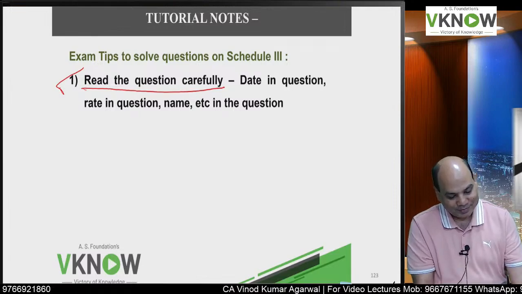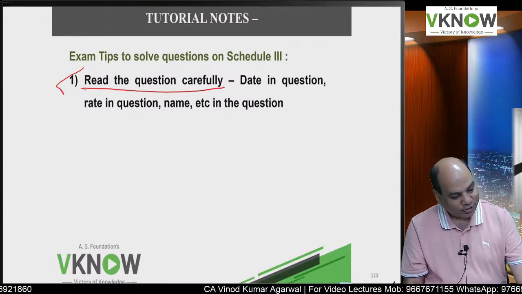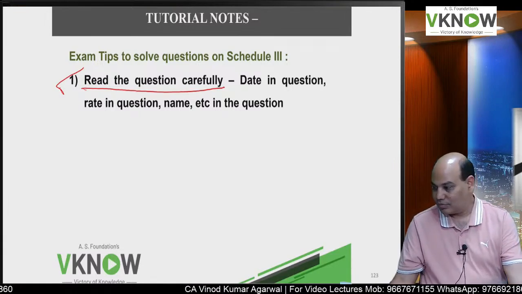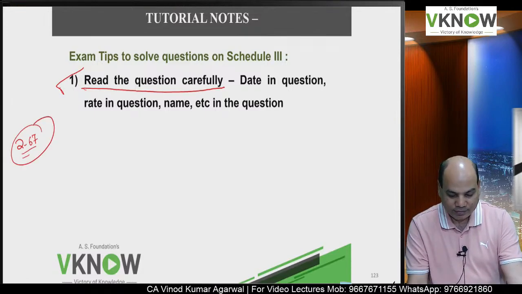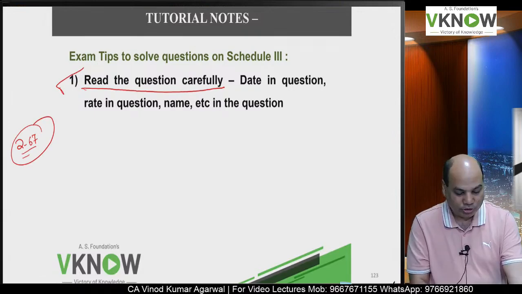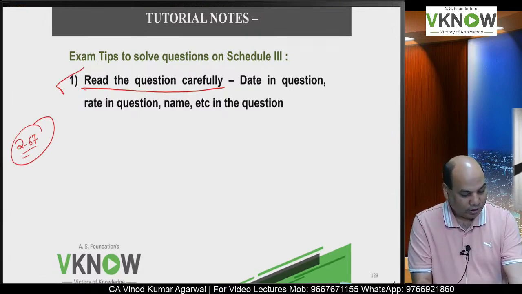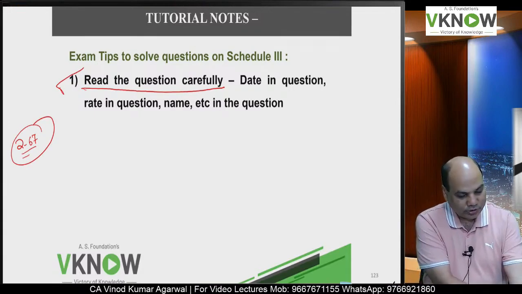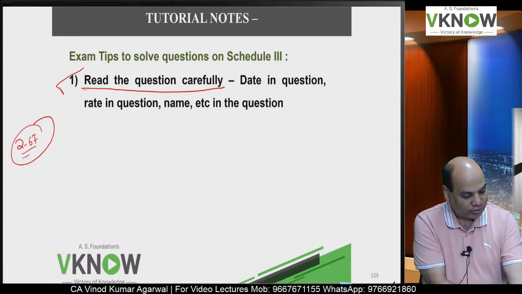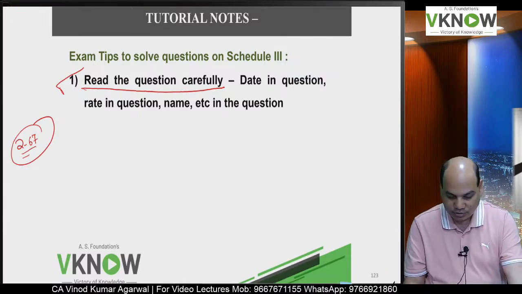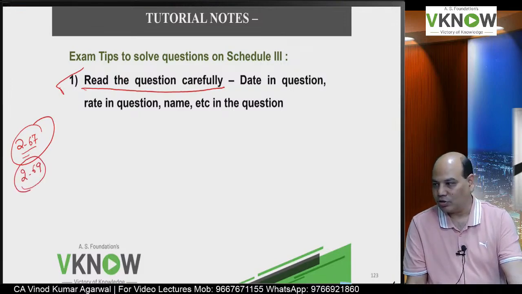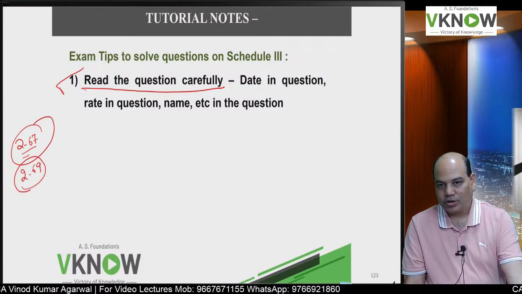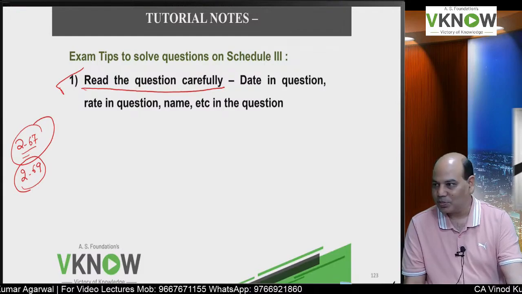Question number 10 on page 2.67. This is a question on Schedule 3. It starts on page 2.67 and it ends on page number 2.69. And our font size is also quite small. In the institute question paper, it will be around 5 pages or 6 pages.